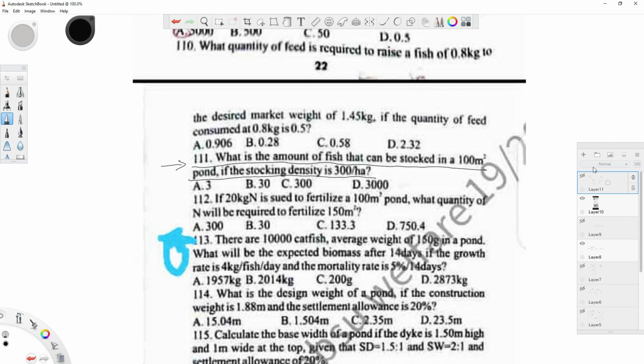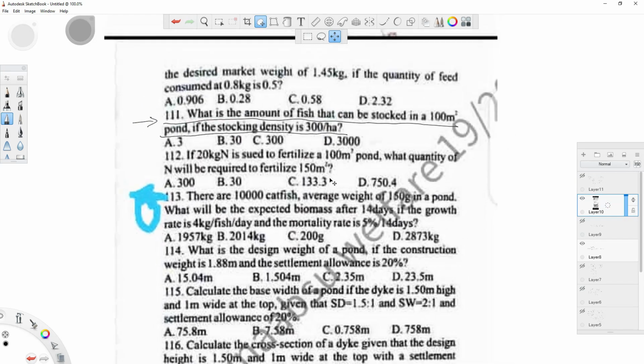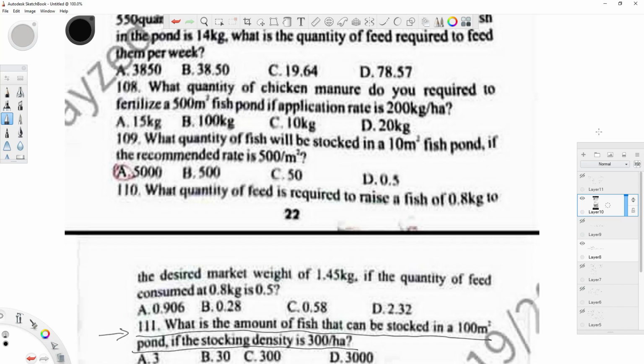Let's scan for another question on stocking density. Okay guys, this is another question on stocking density, which is this, if you can follow me as I pen on it. What quantity of fish will be stocked in a 10 meter square pond if the recommended rate is 500 per meter square? This is another question on stocking density.